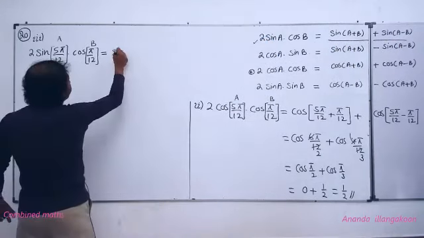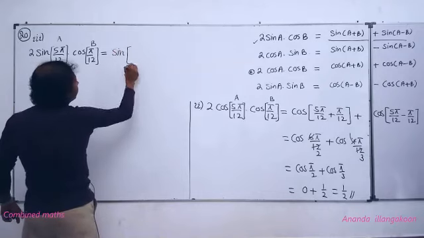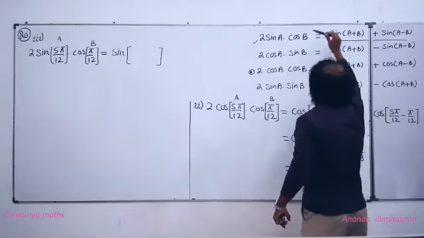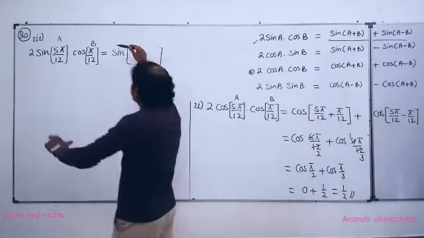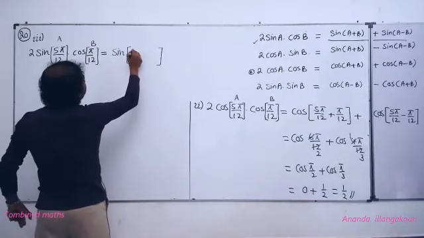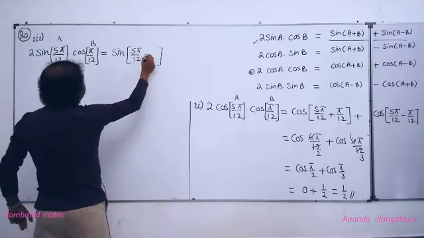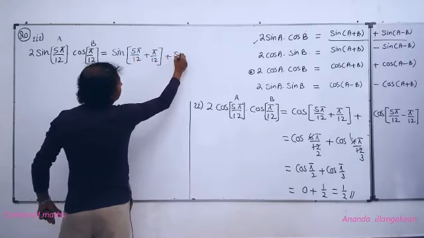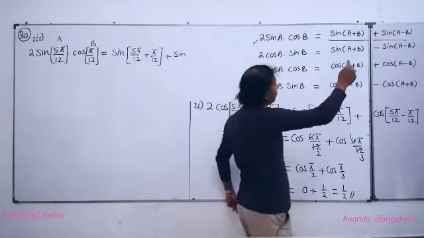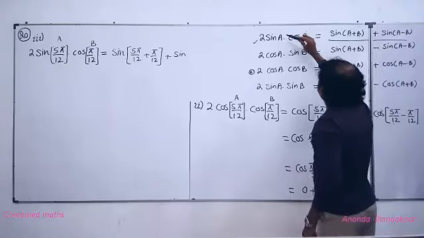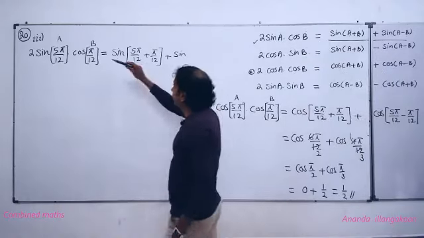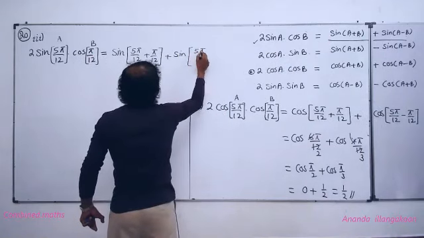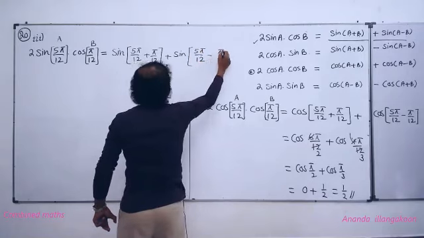Sine. What is the first angle? First angle is A plus B, here. That means sum of these two. So in this case, sum of these two: 5 pi by 12 plus pi by 12. Next one, sine A minus B. A minus B means this minus this: 5 pi by 12 minus pi by 12.